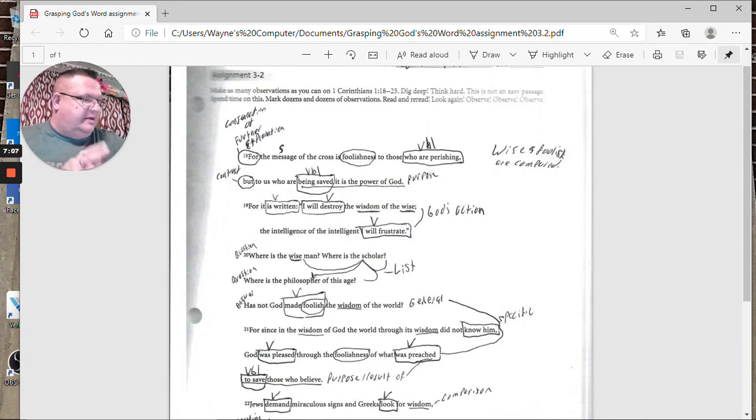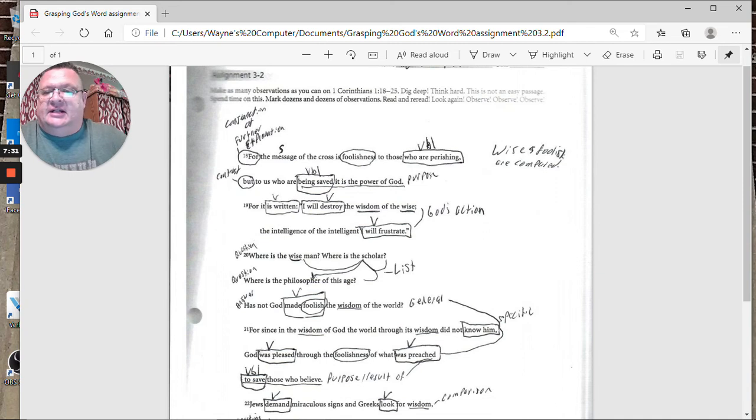So something else I've seen in here is God's action. One of the things you want to look at is the action and roles of God, according to the list in your textbook. So what's the action of God? We'll look at verse 19. For it is written, I will destroy the wisdom of the wise and the intelligence of the intelligent. I will frustrate. So that's something God will do. He's going to destroy the wisdom of the wise, and he will frustrate the intelligence of the intelligent.